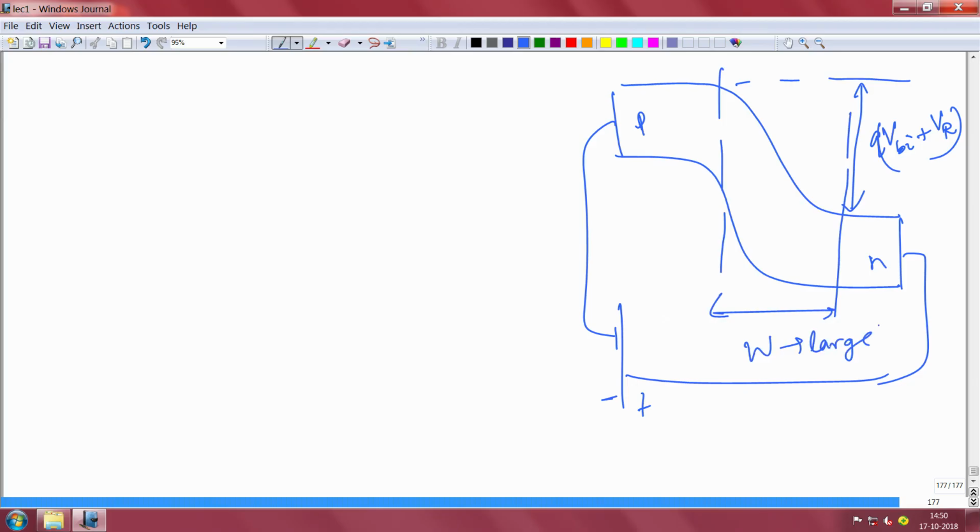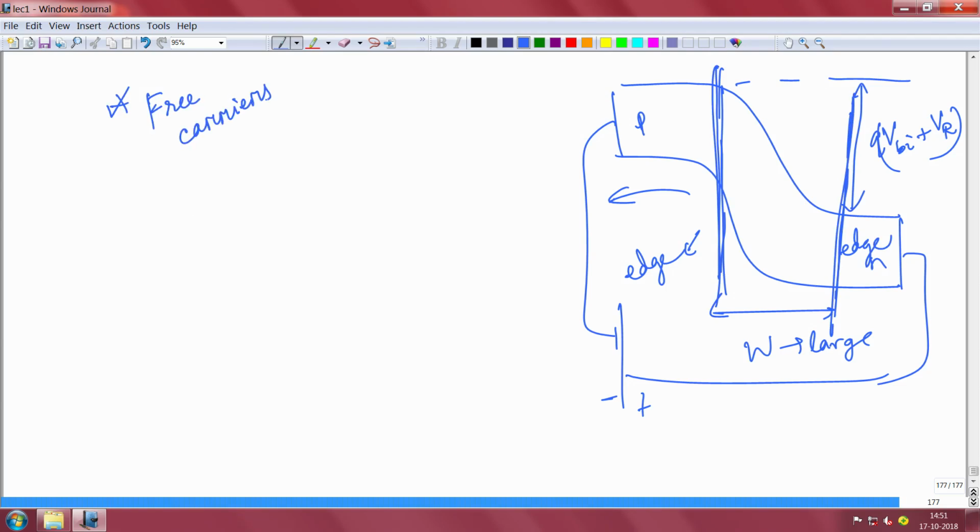In reverse bias, what is happening is that holes are not injected on this side, right, they are actually taken away. So, this is an edge of the depletion region, this is also an edge of the depletion region. At the edge of the depletion region, we assume that free carriers, that is electrons and holes, cannot exist at the depletion edge.